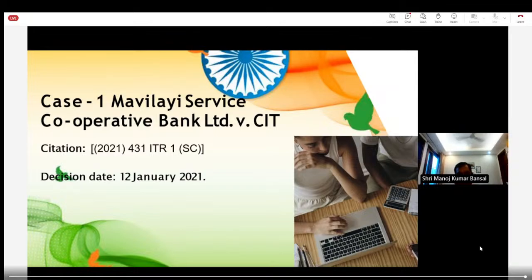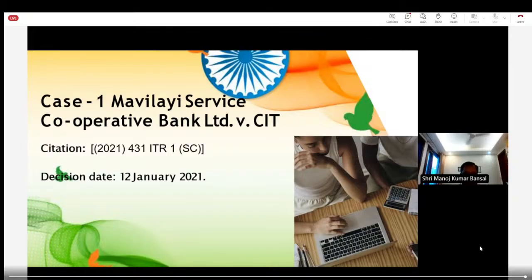Form 7 is for trusts, form 6 is for companies, form 4 is a SUGAM form which is for business, and form 2 is for salary and other small incomes, meaning those who don't have a business income. But a cooperative society is having business, so that will not be covered under these forms.